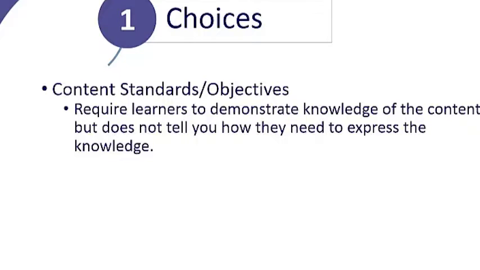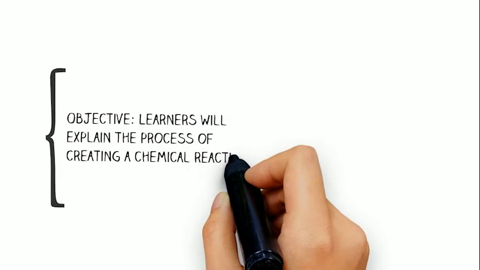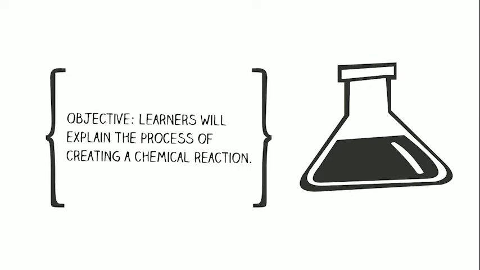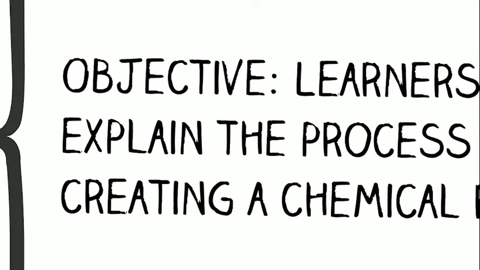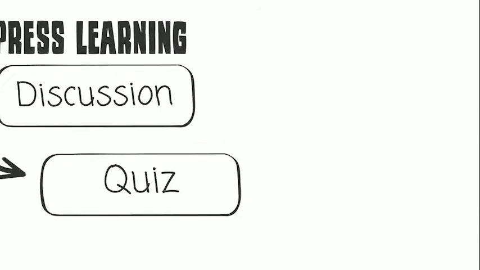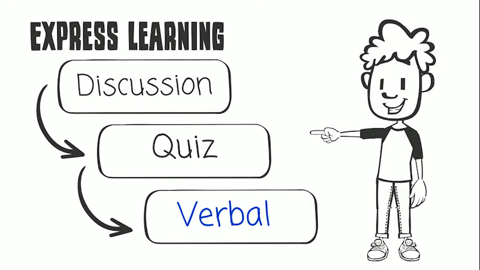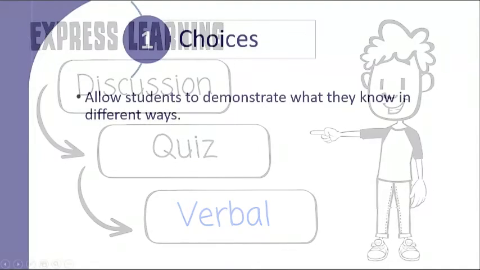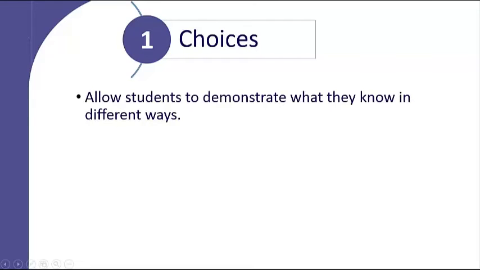Here's an example of a content objective. Learners will explain the process for creating a chemical reaction. Let's say that this was the objective for the science lesson in our opening story. It does not say that Nicholas has to explain the process in writing. There are many ways that he could express his learning. He could do it by writing, but he could also engage in a discussion with his classmates, he could take a quiz, or create an illustration, or he could respond to a prompt or questions verbally. When you're able, let learners choose how they will show you what they know. When you're developing assessments, make a list of the different ways that learners can demonstrate that they've met your objective.